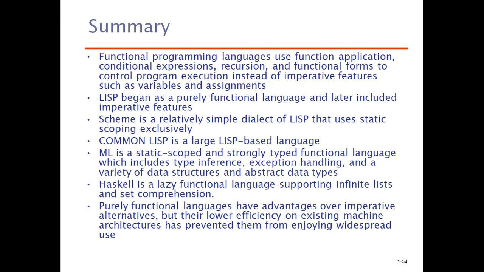Lisp began as a purely functional language and later included imperative features. Scheme is a relatively simple dialect of Lisp and uses static scoping. Common Lisp is a large Lisp-based language. So we have not seen these detailed aspects of Lisp and Common Lisp, but we have seen the Scheme language because it is very simple, uses static scoping and is very easy to understand.